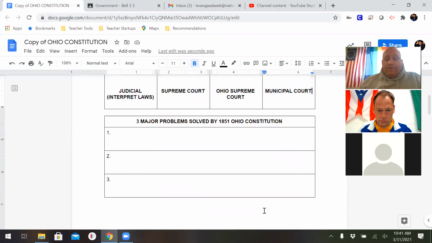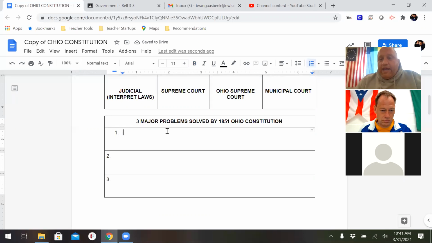Okay. Now, three major problems that were solved by the 1851 Ohio Constitution. This was covered in Miss J's activity this week, but I want to make sure you understand as well. In 1803, we became the 16th state in the United States. Now, when we originally wrote a constitution, we did not really foresee some of the problems that were going to occur as Ohio grew.